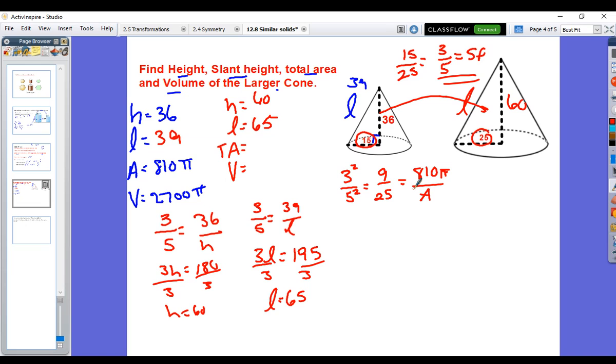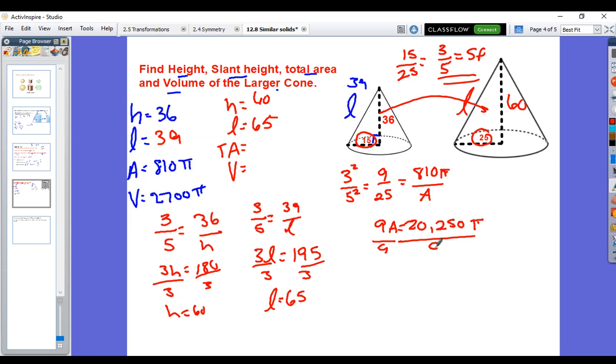That's our area, our L. So we cross multiply, we get 9a equals, now when we multiply this, we're going to just multiply the 25 and the 810. We're going to leave the pi as pi, so we're not going to include it in the multiplication. So we take 25 times 810, we get 20,250 pi. Okay, then divide by 9 both sides.